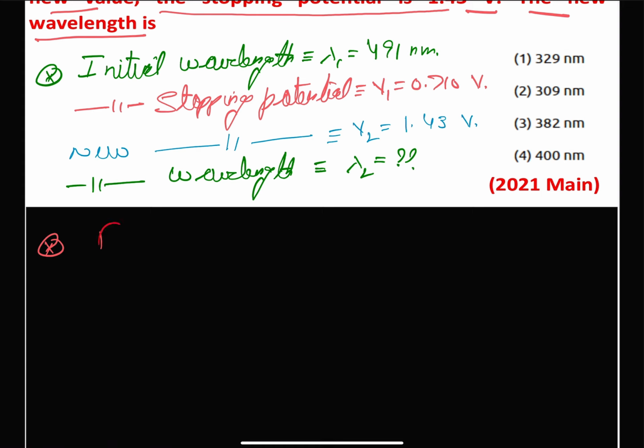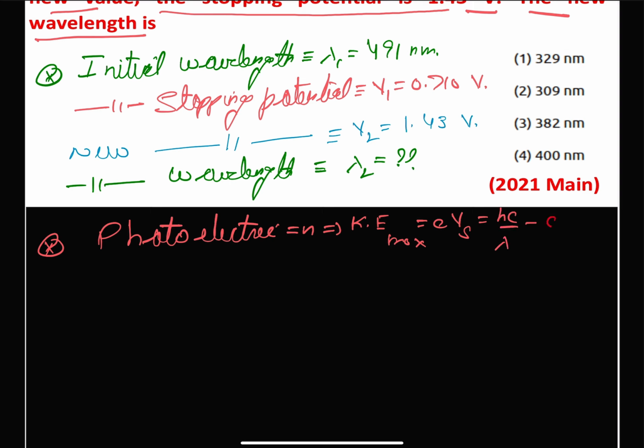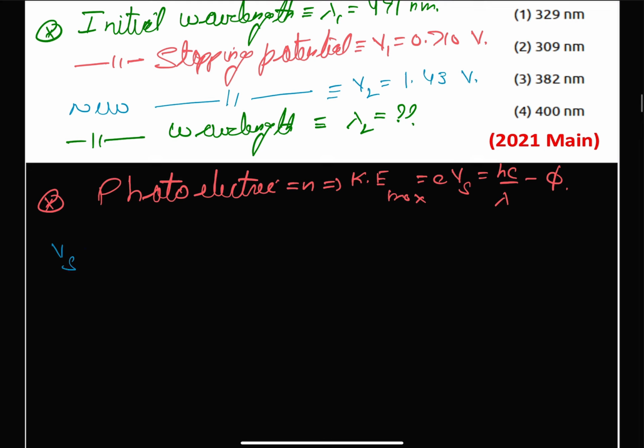and we are going to make use of the photoelectric equation and try to solve it. So the photoelectric equation tells that the kinetic energy max, which we can write in terms of eVs, is equal to hc upon lambda minus phi. Here this Vs represents our stopping potential.